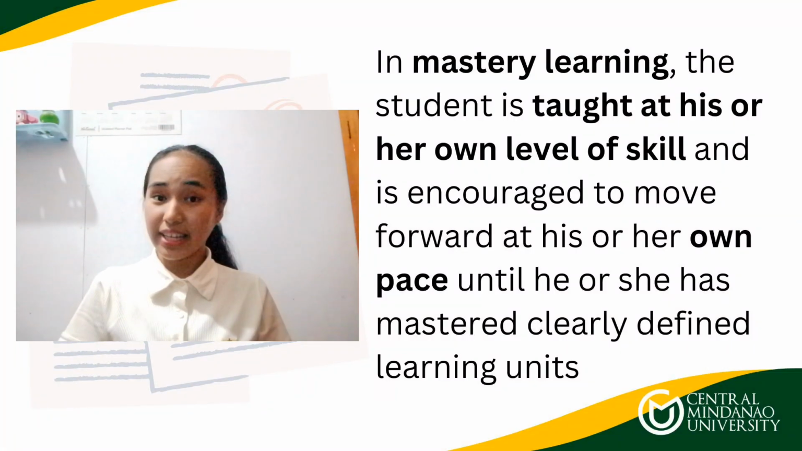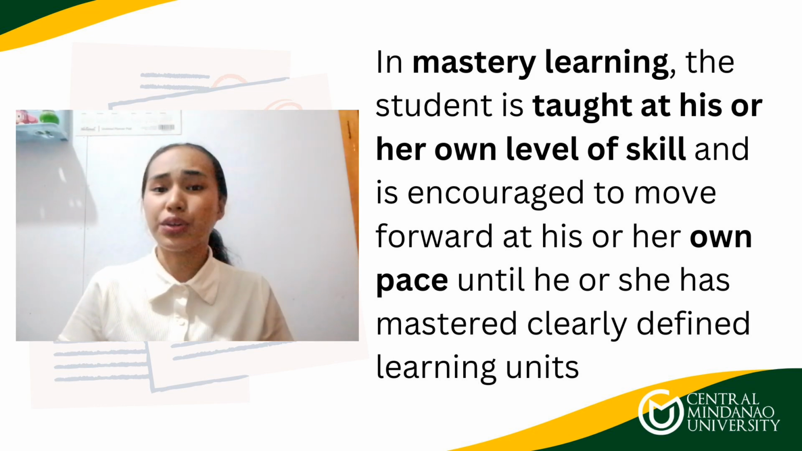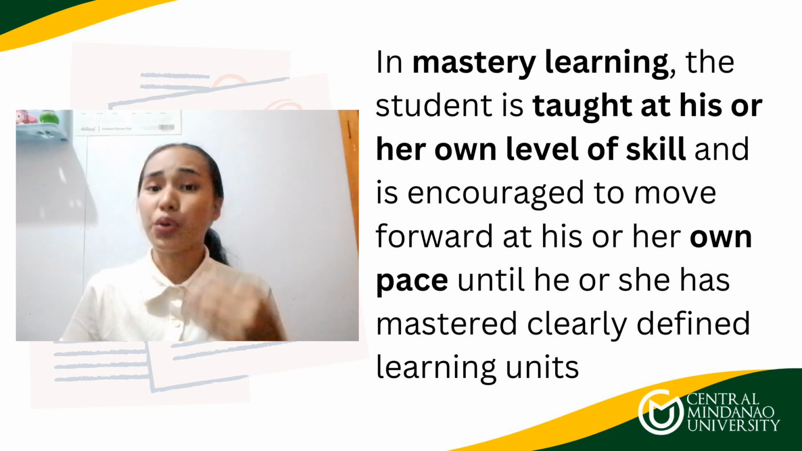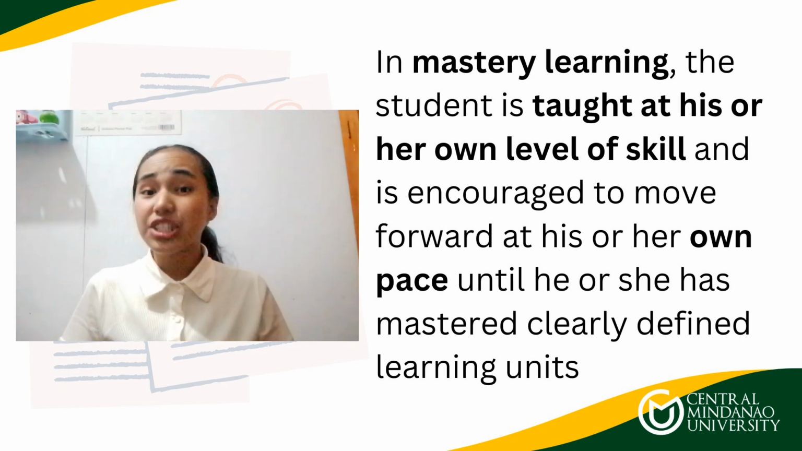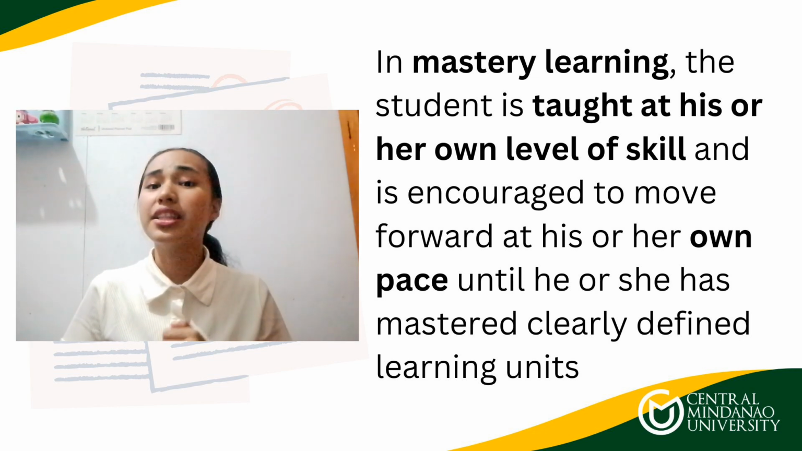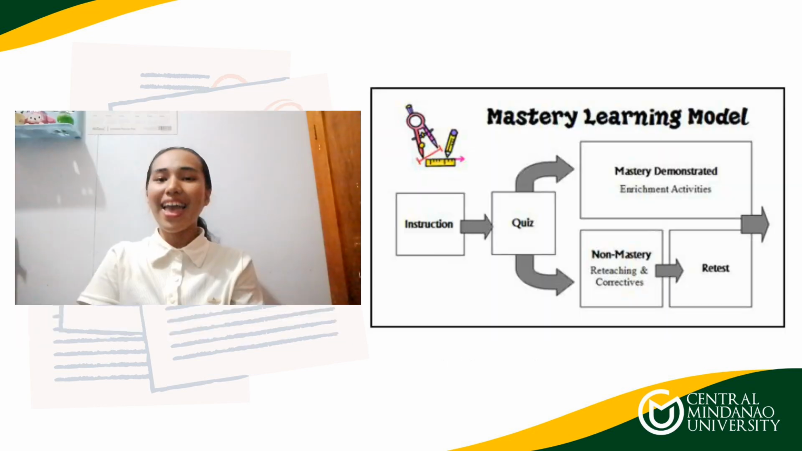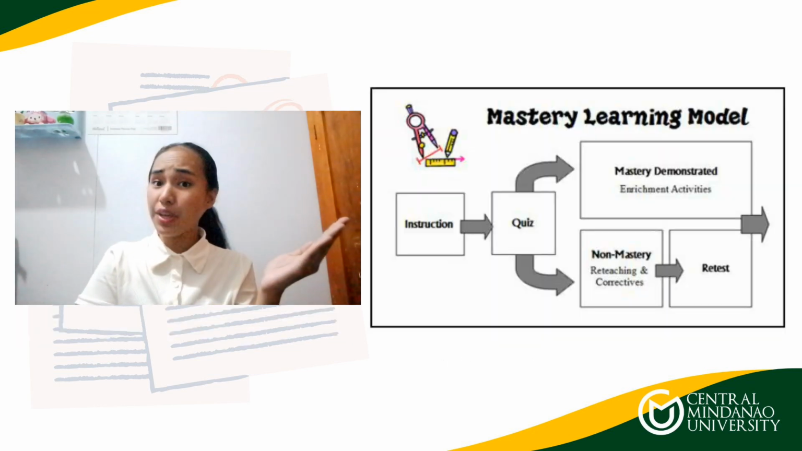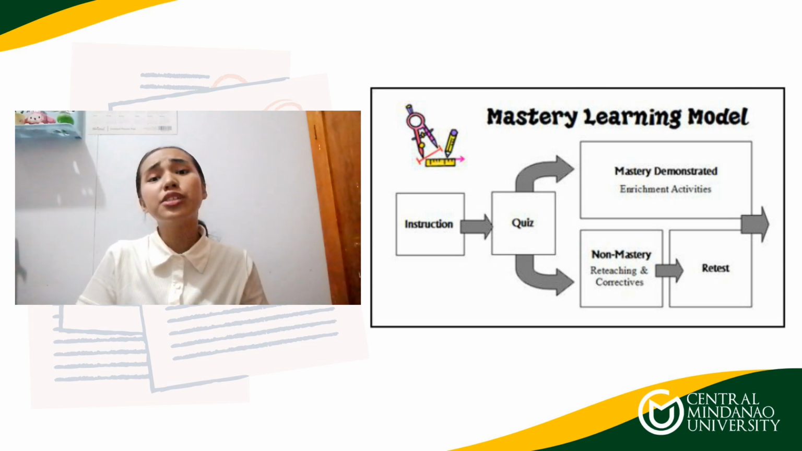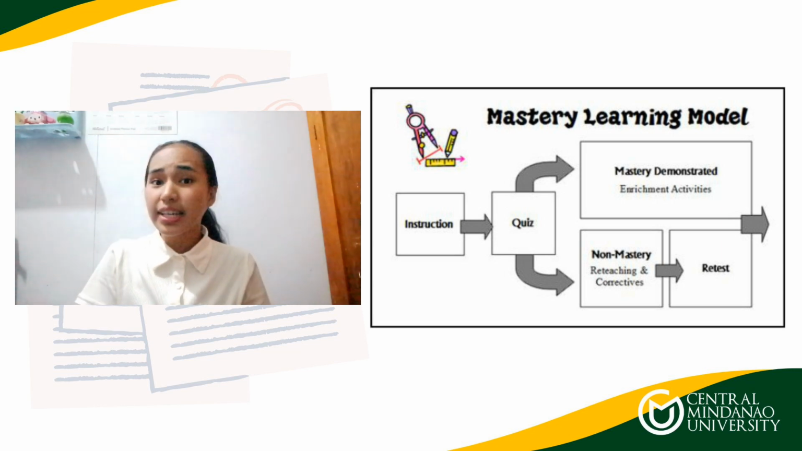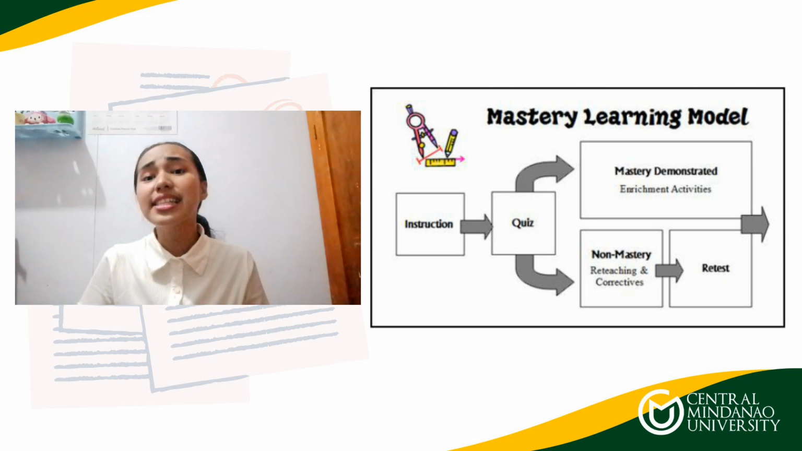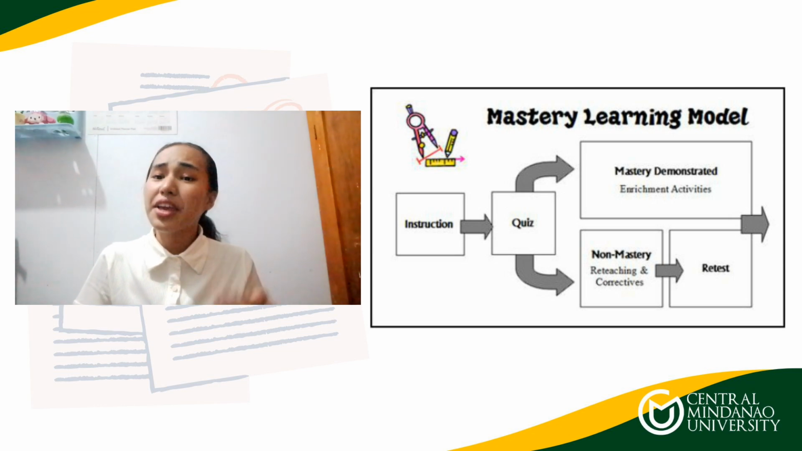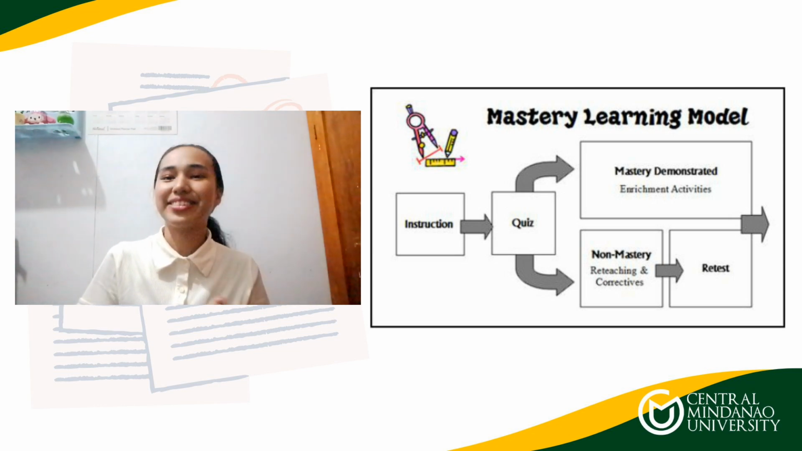In mastery learning, the student is taught at his or her own level of skills and encouraged to move forward at his or her own pace until he or she masters clearly the defined learning units. As you can see here in this figure, mastery learning will lead to a better result, and if not, the students would have to be taught again and then retested. This cycle continues until the student gets it right. Only then do they move on to learn the next thing.